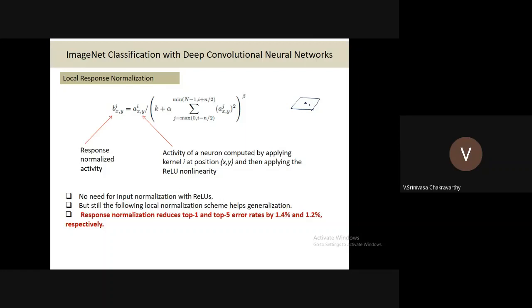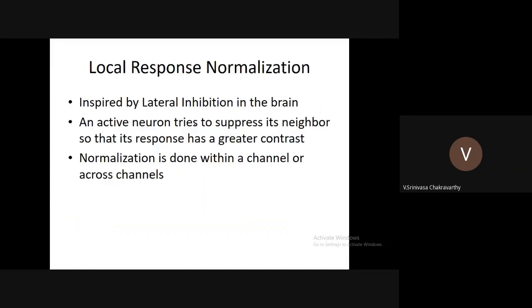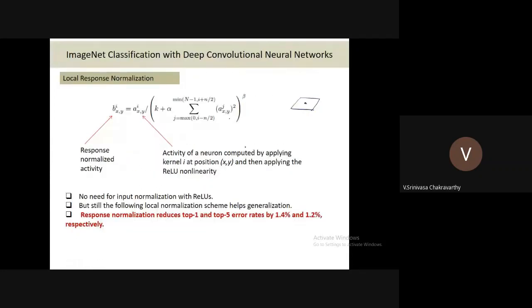One way to set up competition is by dividing the activities of all neurons by some kind of total activity of the entire array. So by some kind of normalization. They do that by this method. The activity a_{x,y}^i is the activity of the ith kernel at position x,y, and you divide that by the total activity, in terms of squared activity. This is the normalization that they use, and it is found to decrease the error rates by about 1.4% or 1.2%.